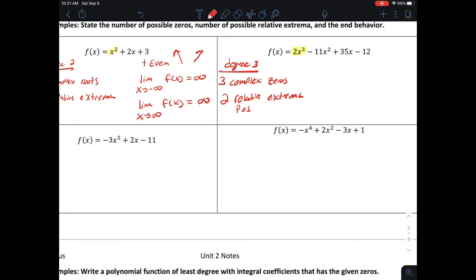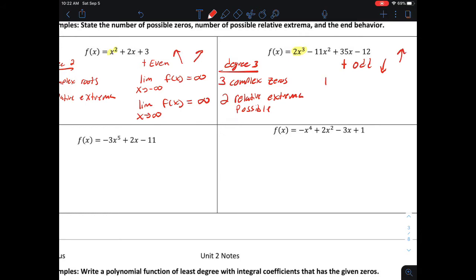So it could have at most 2 relative extrema. Can't have more than 2. I could have 0, but it's somewhere in that range. All right, and lastly would be our end behavior. So again, we're positive for that coefficient, and we're odd. What that means graphically is that we're going to have the left side go down, right side go up.